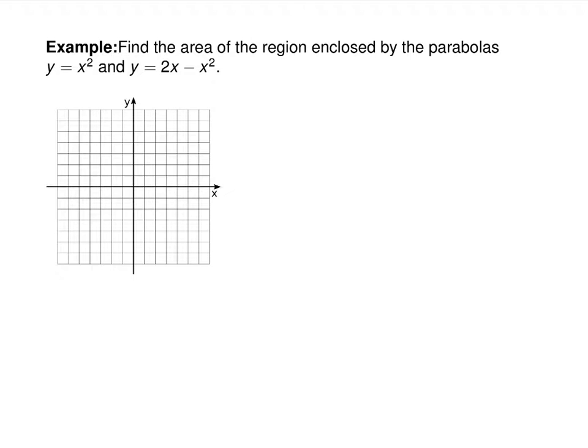How about y equals x squared and y equals 2x minus x squared? I gave you a grid so you can put the points in the right places. What points does x squared go through? 0, 0. 1, 1. Negative 1, 1. 2, 4, right? Okay, 2x minus x squared. The vertex is 1, 1. So how did you find that?